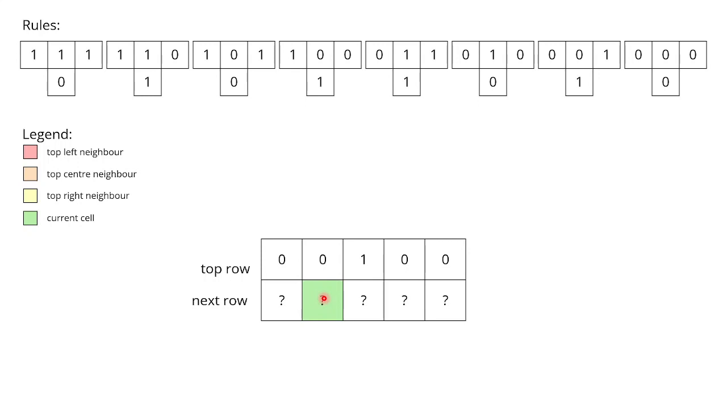Okay, there. So current cell, green, this is the current cell. And then what are the neighbors? So the top left neighbor is this, the top center neighbor is this one, the top right neighbor is this one. So let's just color code them. Okay, so again, this is the current cell that we want to calculate the value of. The top left neighbor is this one in red, the top center neighbor is this one in orange, the top right neighbor is 1.